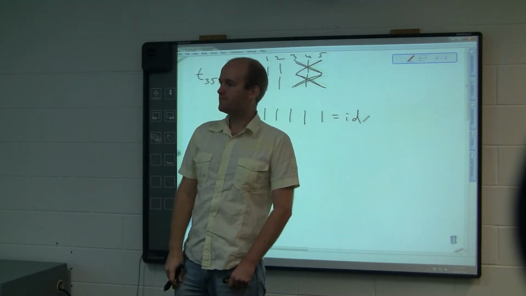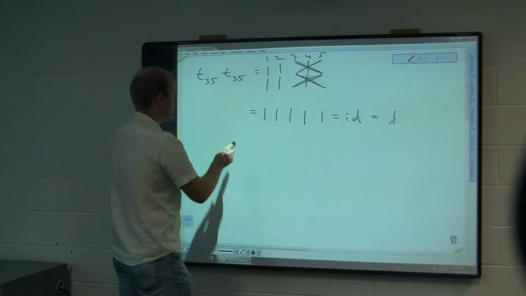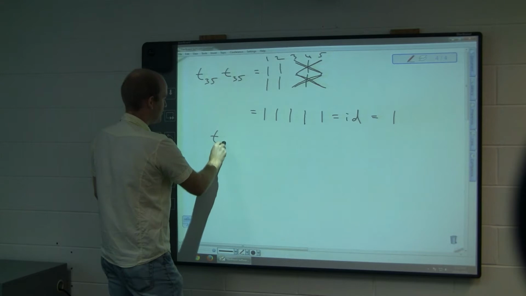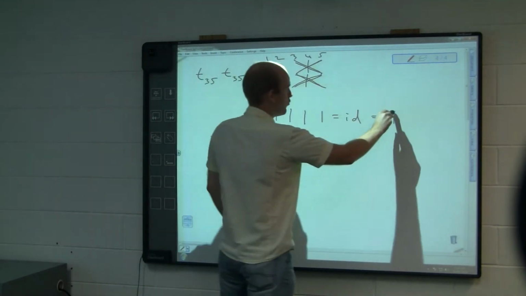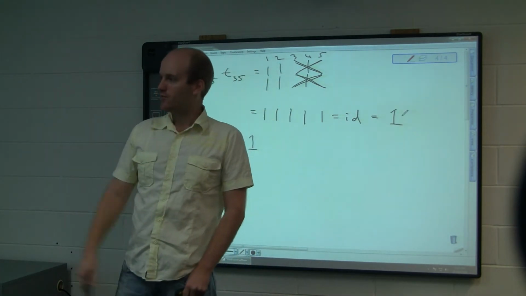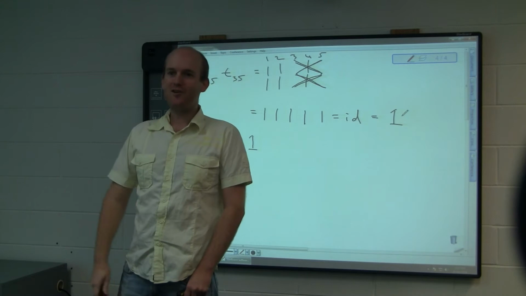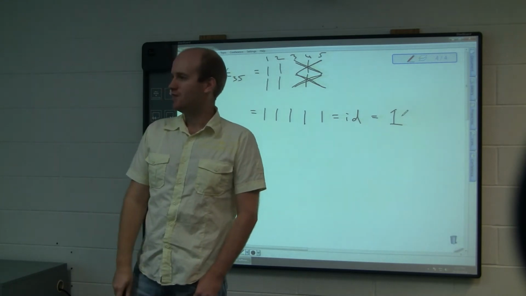It looks like there's a typo. That should equal 1. So you get the equation Ti squared equals 1. Okay? 1 is usually written as the identity map. So unfortunately, I've claimed that these things are idempotents, but you get a different semigroup for that.